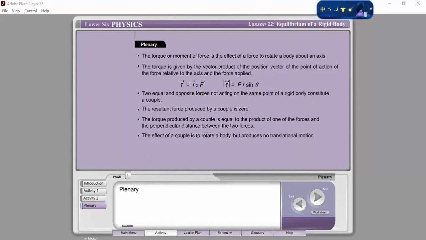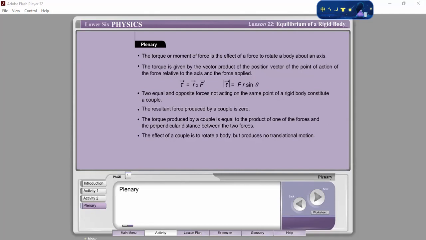If F and R are not in the perpendicular direction, or they are not at 90 degrees, what we need to do is use either sin delta or cos delta to resolve the force, so that the force becomes perpendicular to R. Equal and opposite forces not acting on the same point of a rigid body constitute a couple if they make any rotation motion.